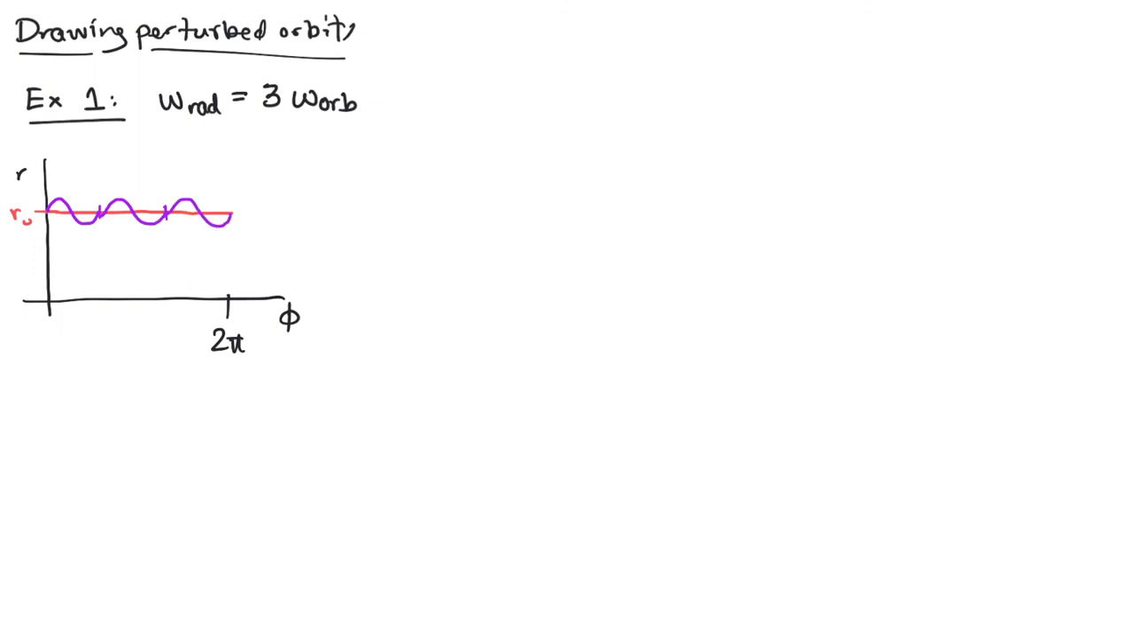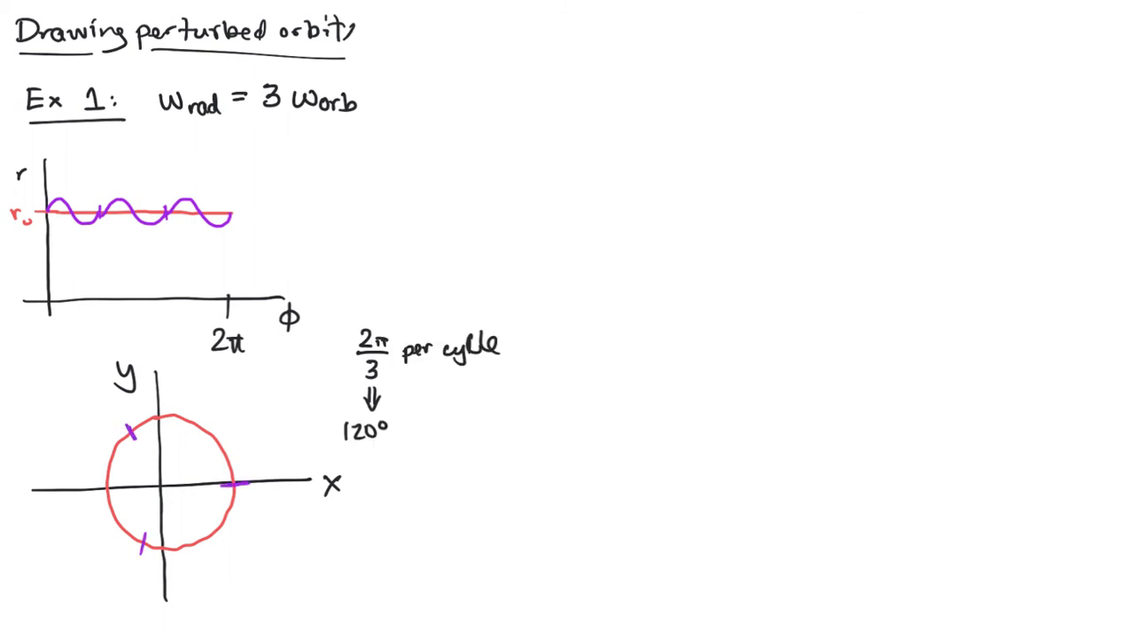Like that. And so if we actually want to draw the orbit in the xy plane, then we're going to start, as always, with our circle. And then we're going to imagine wrapping this plot up about that circle. So again, I can do the same thing. I'm going to split this into thirds. So I take my 2 pi, I chop it into 3, so that's 120 degrees per cycle.